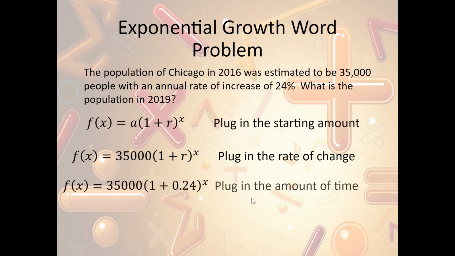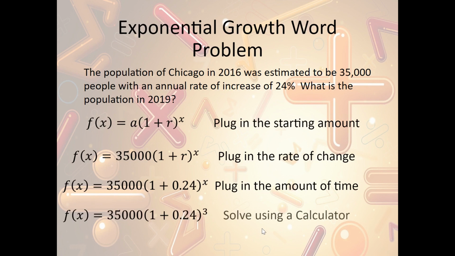And then lastly, we're going to plug in the amount of time. And the amount of time between 2016 and 2019 is 3 years. So this is f of x equals 35,000 times 1 plus 0.24 to the third power. We'll solve that using a calculator. And when we do that, we end up with 66,731.84 people. So that should be the population of Chicago in 2019.